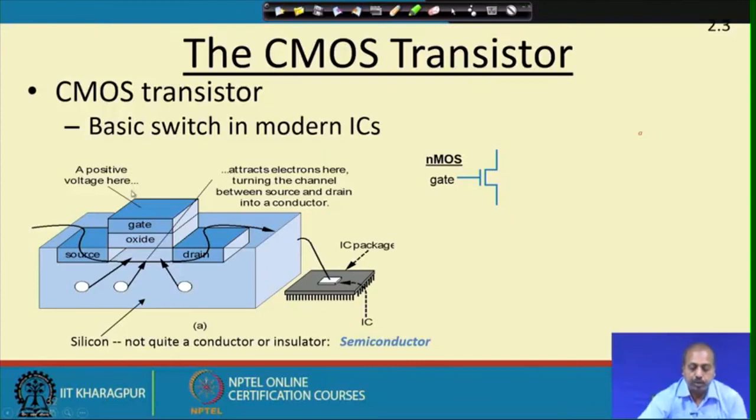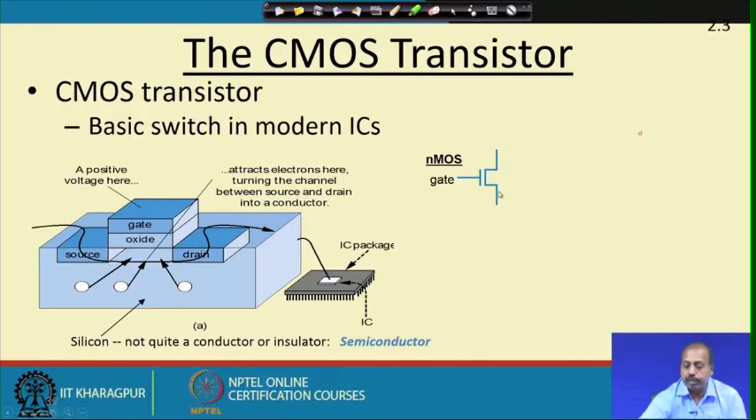If you apply a positive voltage here, it will attract electrons, turning the channel between source and drain into a conductor. So, this region will behave as a conductor. For turning off the conduction, you just make the gate 0, and this channel will go. So, there is no conduction, and if you want this channel to be on, you just apply a voltage here. So, this channel becomes on. Pictorially it is represented like this.